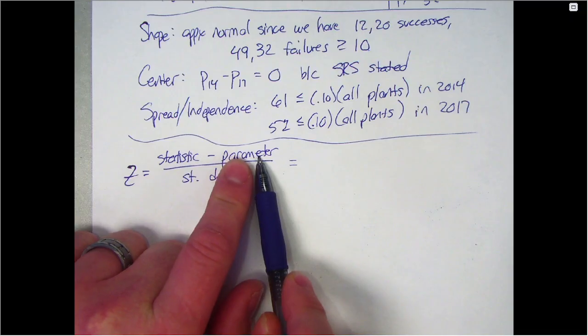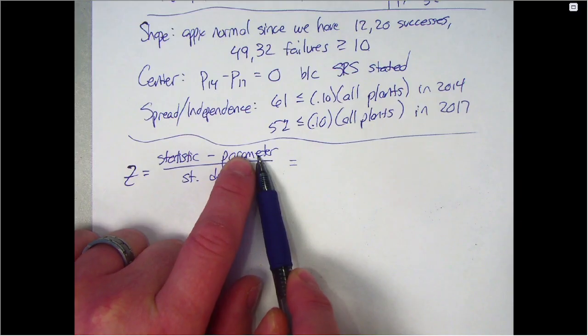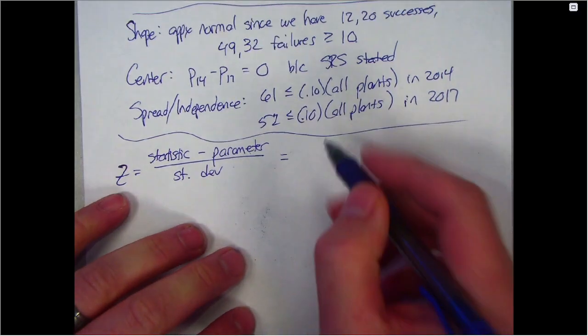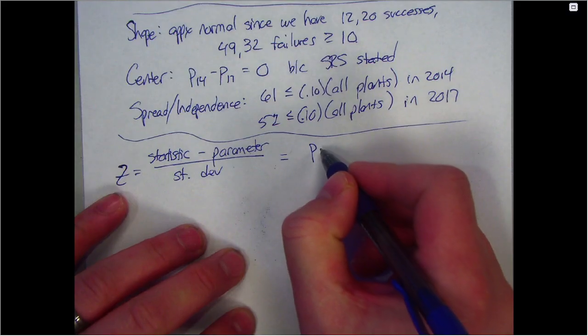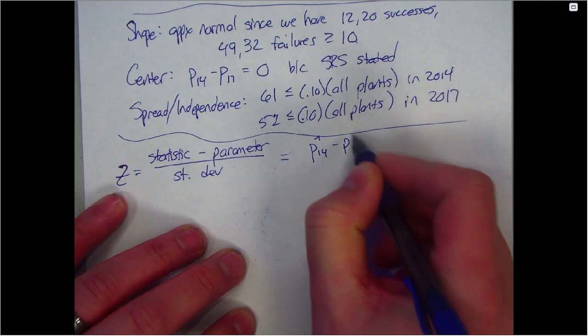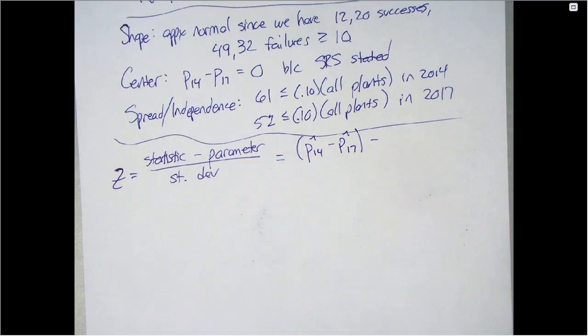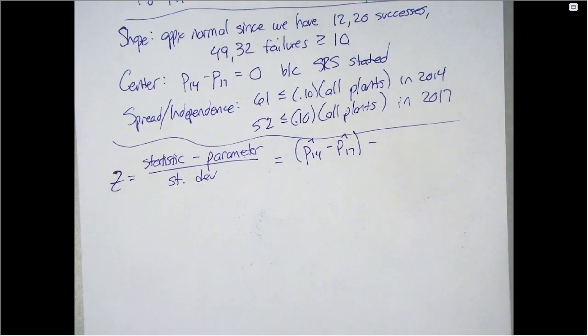But what did we say this was? If I subtract the two actual proportions, what did I claim? I already claimed it. It's 0. So this part's going to be 0. And then the standard deviation. So your statistic is P14 hat minus P17 hat. That entire thing is the statistic. There's two of them, and our job is to compare them, and we do that by subtracting.